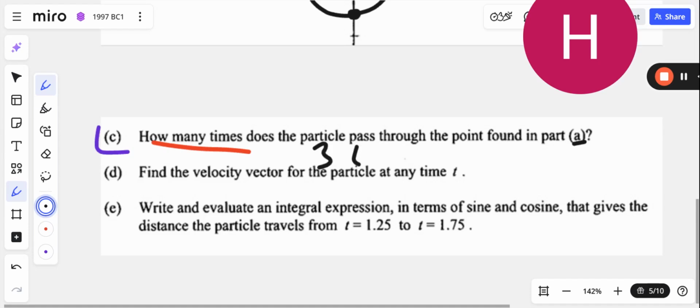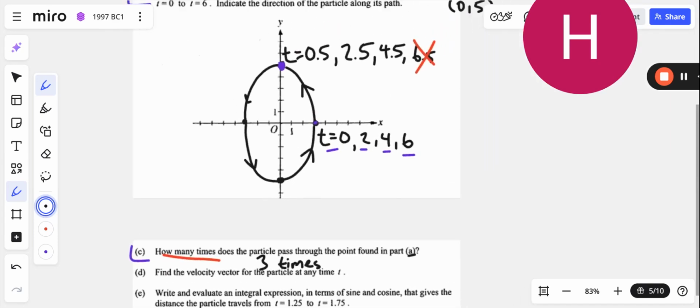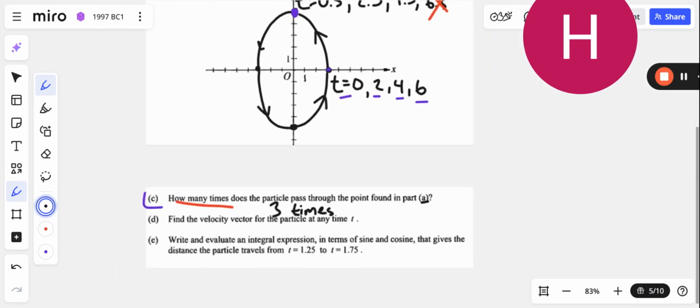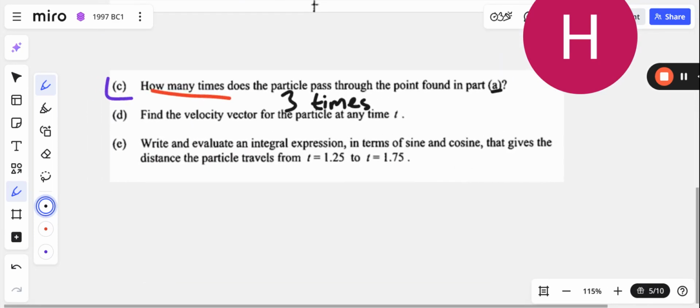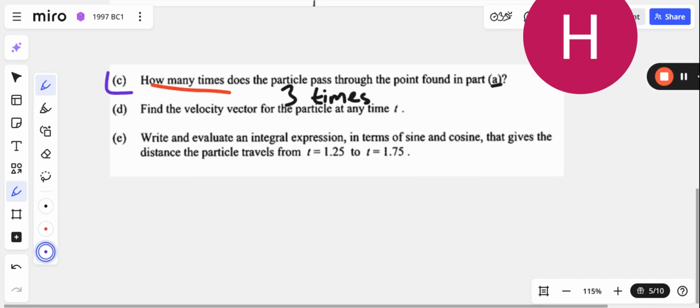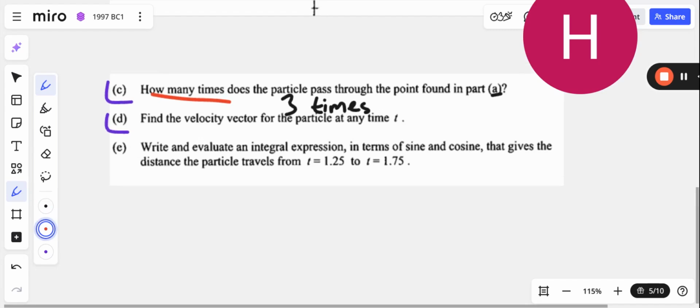And notice these don't really say support your answer, but you should have support for it. And it should be labeled on the graph when possible. That way it's very clear exactly what you're talking about. Otherwise you have to write a bunch of stuff out. Alright, find the velocity vector.